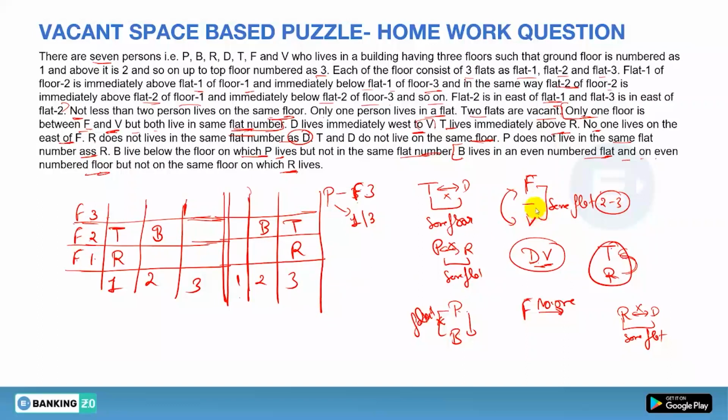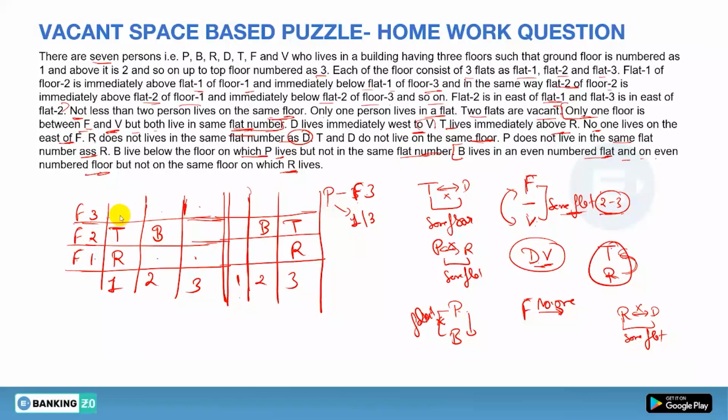Now what we have is that F and V have one floor between them and they are sharing the same flat, either second or third. So F and V are either possible here or here. Now see, if we are placing F here, because F and V both are possible on any of the floors, suppose you take V here, to the immediate west of V it must be D. So it is not possible for V here, that is for sure. Now if you are placing V here, then D will come here. Yes or no?